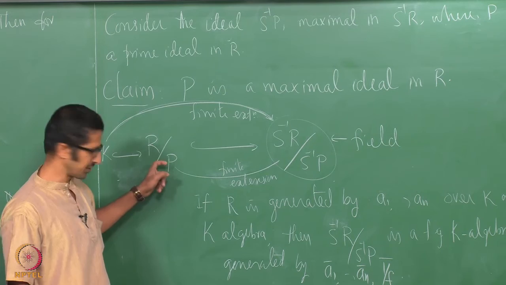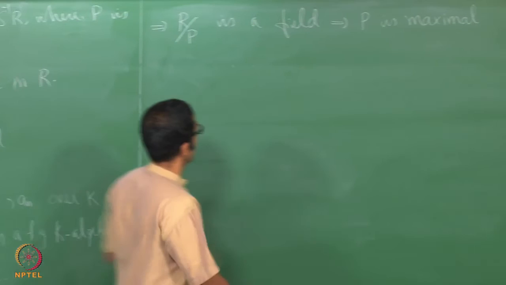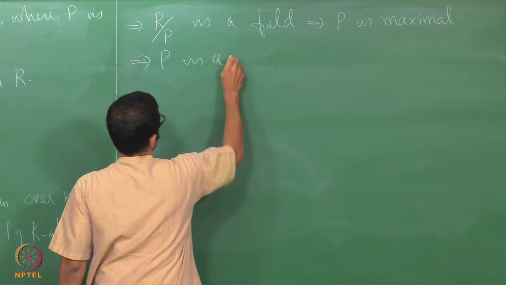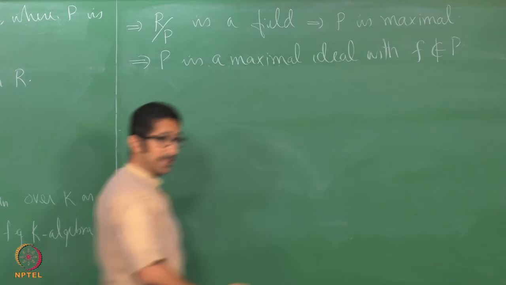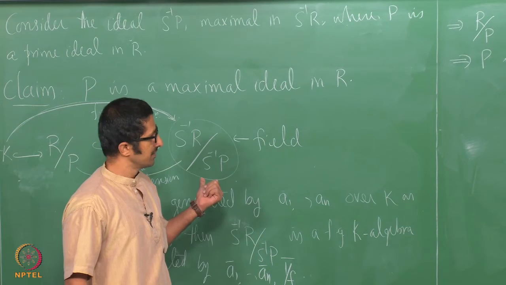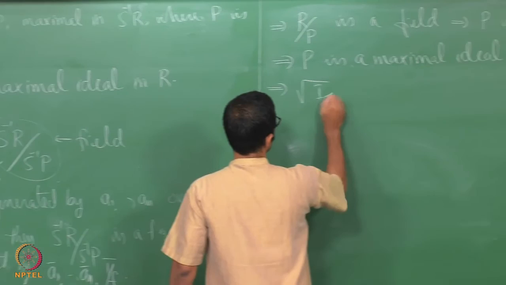Sorry, P is a maximal ideal, and that implies P is a maximal ideal with F not in P, because S inverse P is a maximal ideal. F cannot be in P. So that proves that the radical of I is the intersection of maximal ideals.